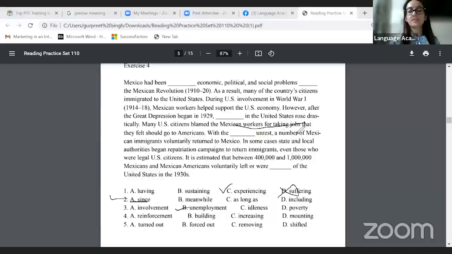With the dash unrest, a number of Mexican immigrants voluntarily returned to Mexico. Now some of you have written reinforcement here, those who Google a lot.